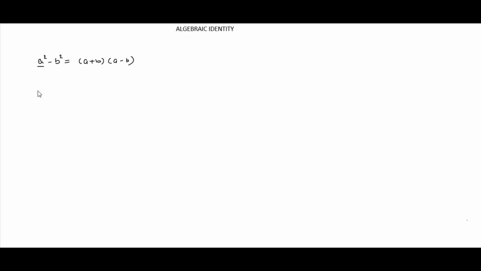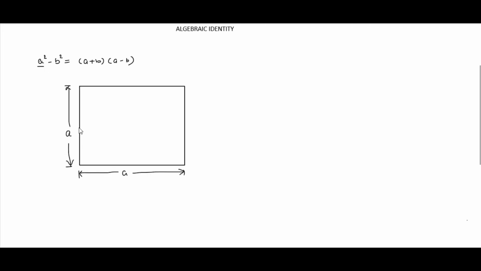For this, let us draw a square of side a. Now let's take a point b here and the remaining portion will be a minus b, and on this side also let's take a point b and the remaining portion will be a minus b. Let's form another small square having sides b and b.